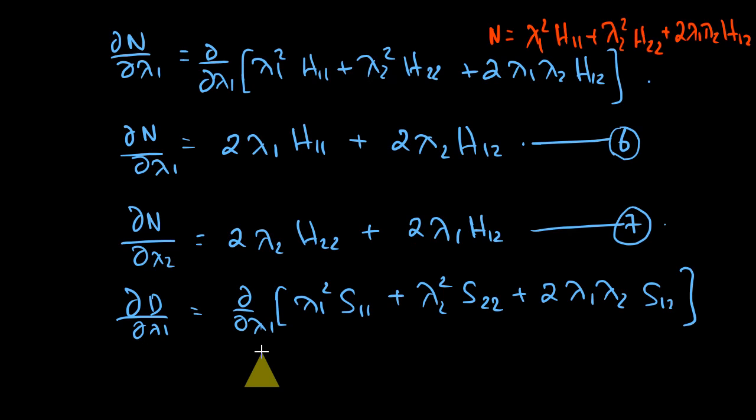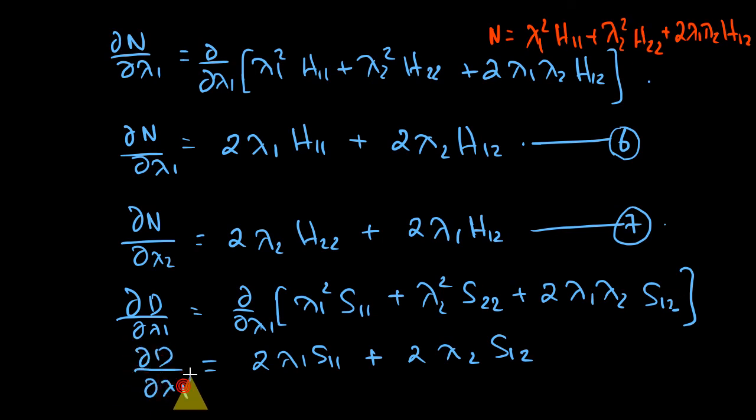Okay. So this is equal to dou by dou lambda 1 of the first term, that is equal to 2 lambda 1 s 1 1. The second term's differential will be 0 because it contains only lambda 2, plus the third term's differential, that is equal to 2 lambda 2 s 1 2. So this is dou d by dou lambda 1. Let me call this equation number 8: 2 lambda 1 s 1 1 plus 2 lambda 2 s 1 2.